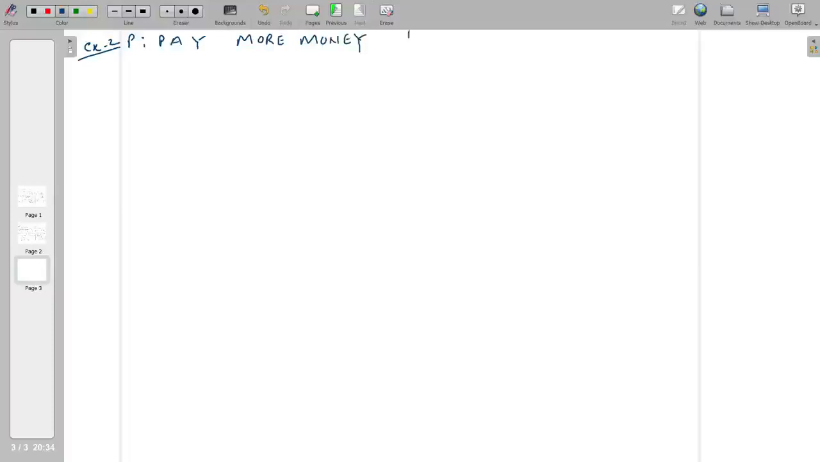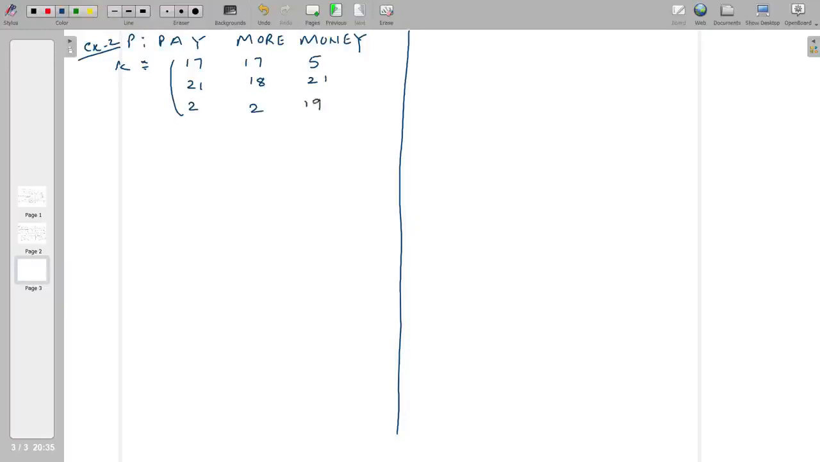Let me divide this page into two parts. Okay, so the plain text is pay more money, and the key is a 3 into 3 matrix. So the key is 17, 17, 5, 21, 18, 21, 2, 2, 19. This is the key. So this is a bit more complicated.